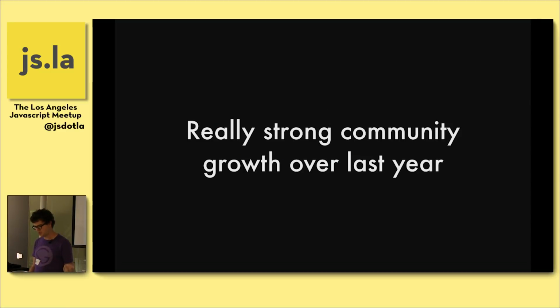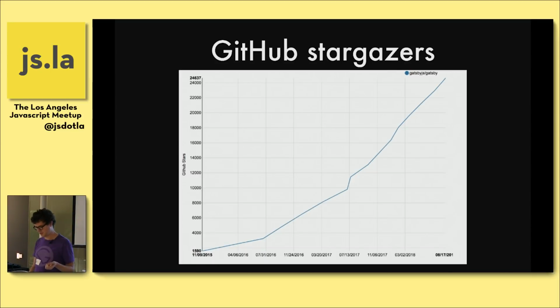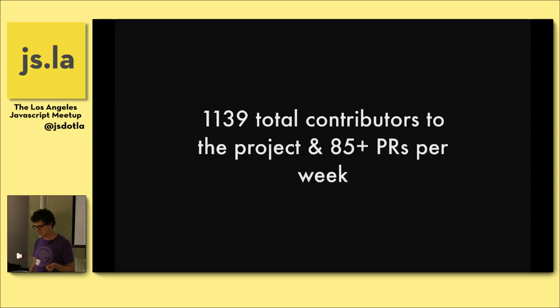So there's been really strong community growth for the last year. GitHub stars have been going up, which is a proxy for something. Anyways, 11,000, or not 11,000, that'd be nice. 1,139 total contributors. We're getting somewhere around 85 PRs per week, which is a lot if you watch the repo. It's kind of a floodgate.